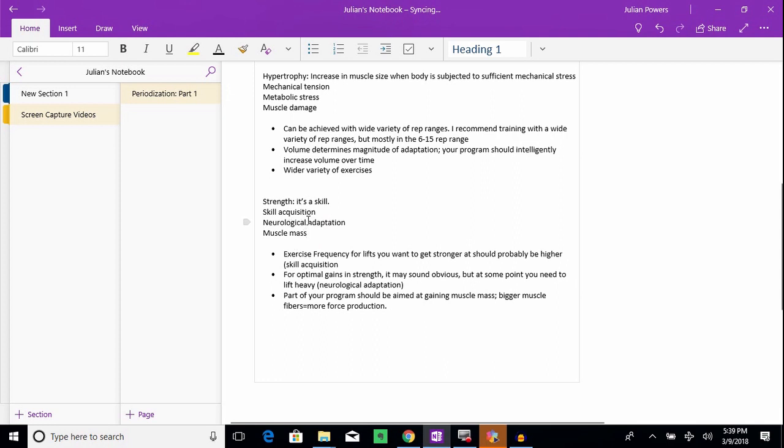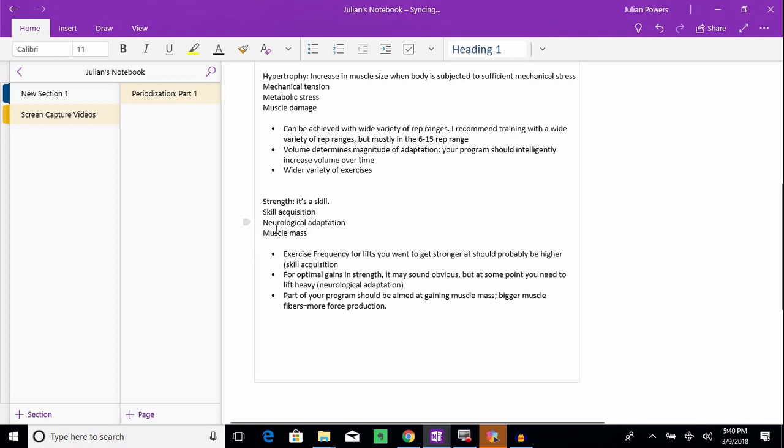All right, the last thing that determines strength, and one thing to note is that these things I say determine strength are not the only things that determine strength. These are just the things that pertain to a program. Things like sleep, muscle moment arms, lever length, and nutrition all affect strength too. There are dozens of things that affect strength, but these three pertain to programming.